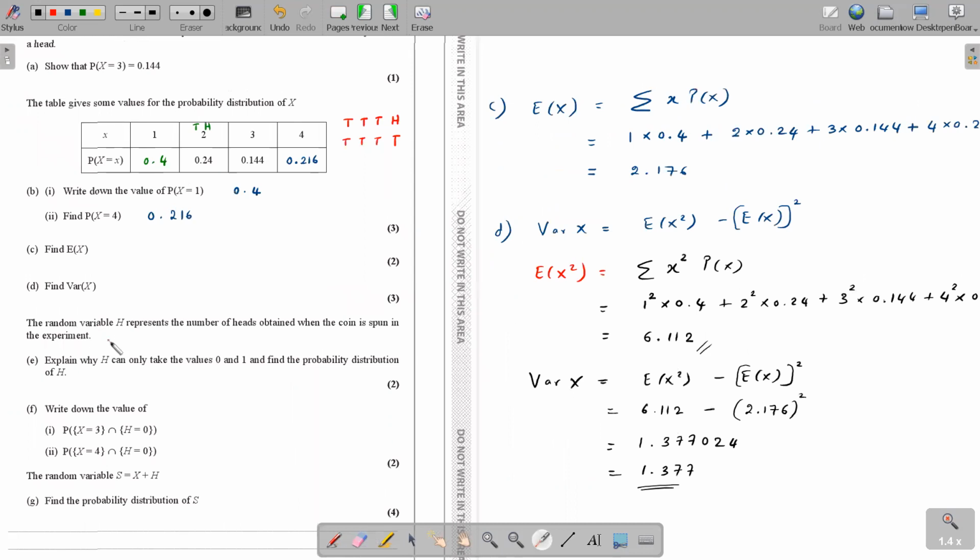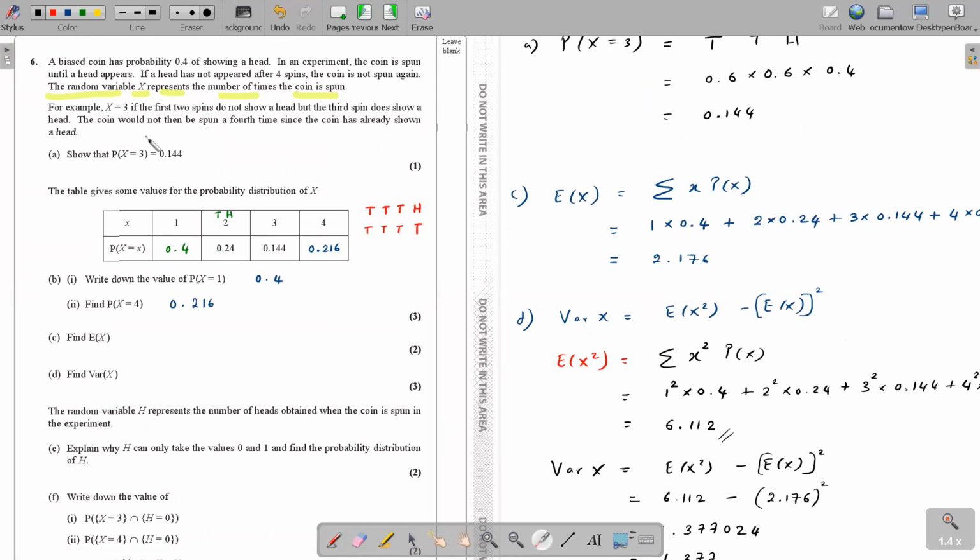Then the next one: the random variable h represents the number of heads obtained when the coin is spun in the experiment. Okay, I'm going to the next part. The random variable h. Now we are changing the variable. What was the earlier variable we used in the sum? Earlier variable we used was x. X is the number of times the coin is spun. Now the random variable h represents the number of heads obtained when the coin is spun in the experiment.